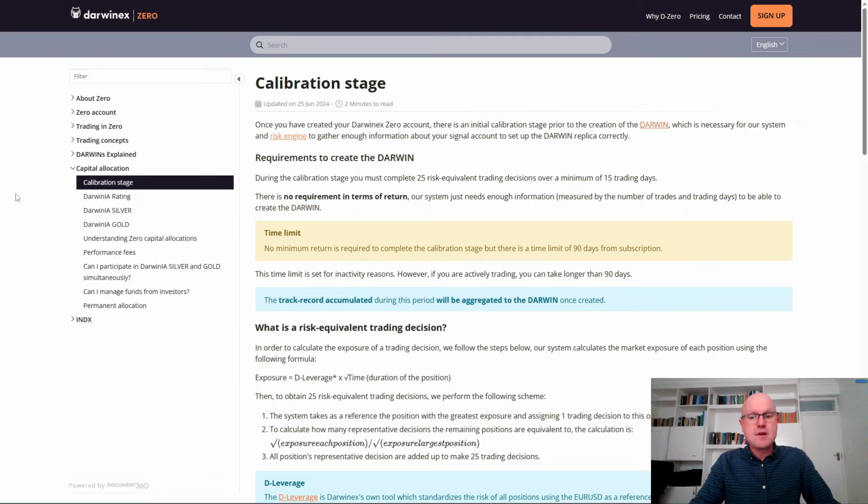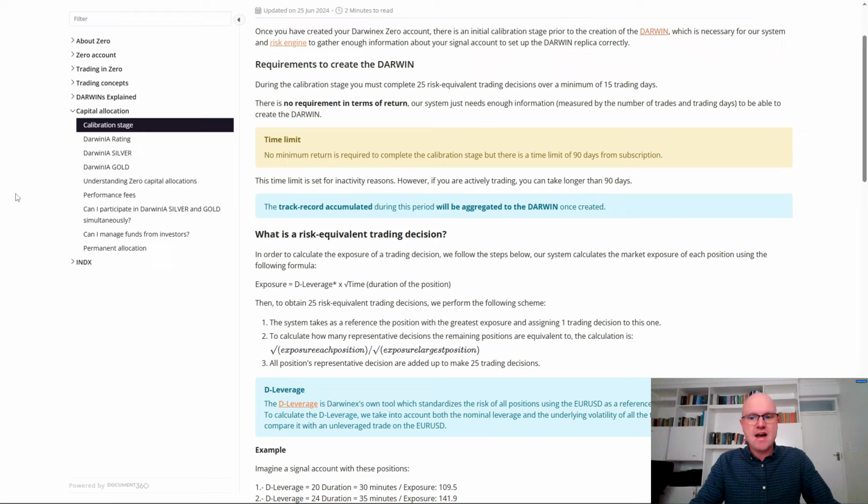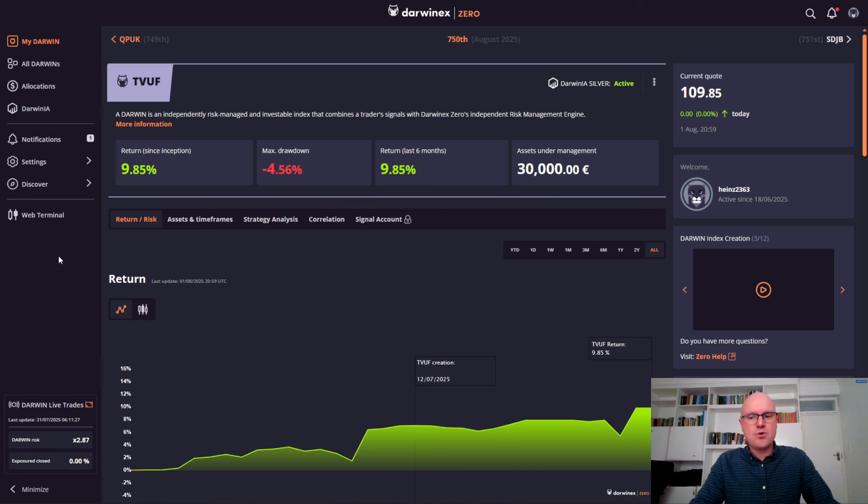So throughout the calibration stage, the Darwin risk engine is evaluating how your strategy is performing in the live Darwin environment. It looks at how you use leverage and calculates your deleverage and your risk equivalent trading decisions to determine what type of trader you are and determine your DARWIN IA rating for the account. For Darwinex Zero, this happens during the calibration phase before you move on to Darwin IA Silver.